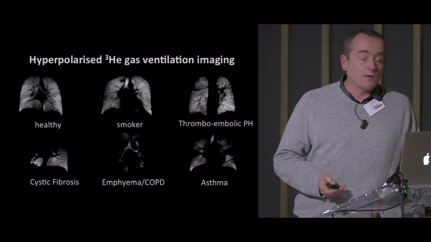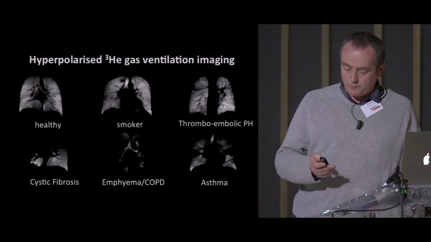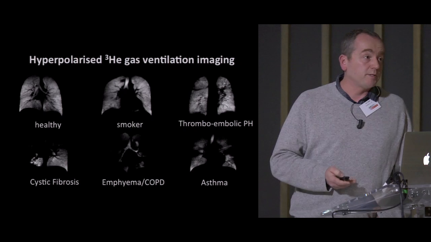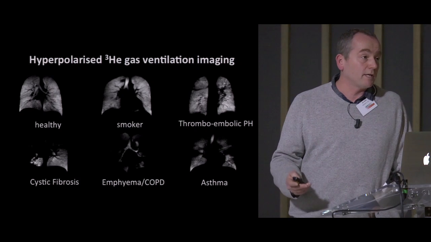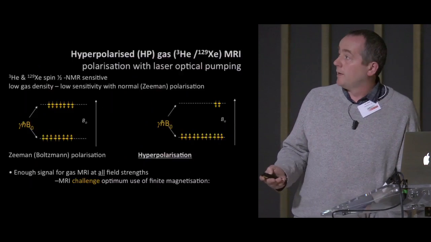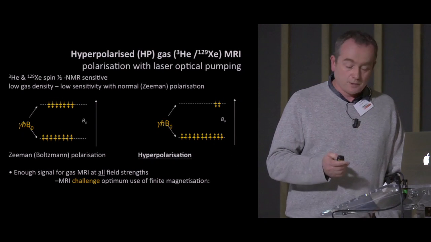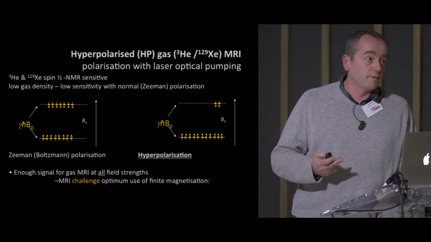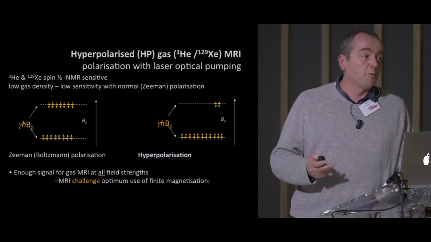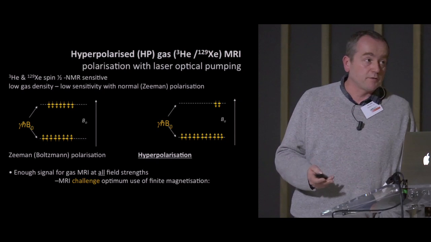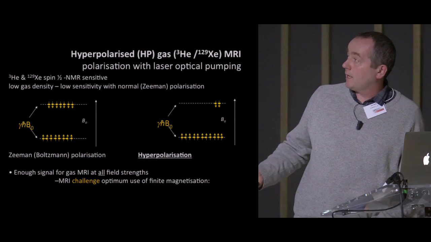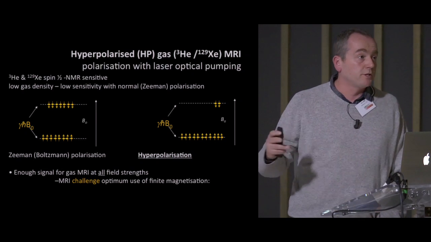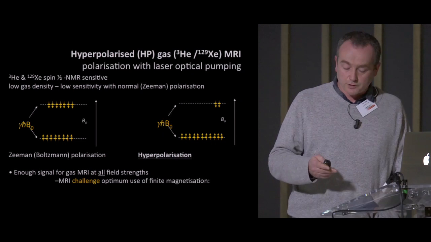A bit on how we actually image these gases. How do we get enough signal to image such a low density of spins, given the inherent low sensitivity of NMR in the first place? Well, we use hyperpolarization, and this is where Kastler's innovations have led to the field of optical pumping. Optical pumping of noble gases, helium-3 and xenon-129, allows this hyperpolarized signal. And then theoretically, we can image these gases in the lungs at any field strength.